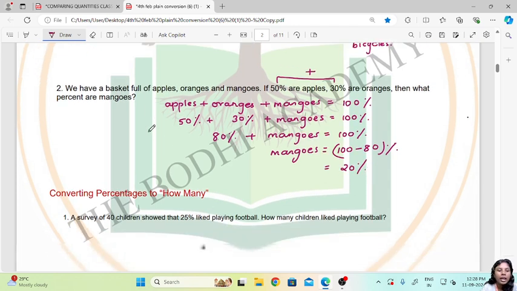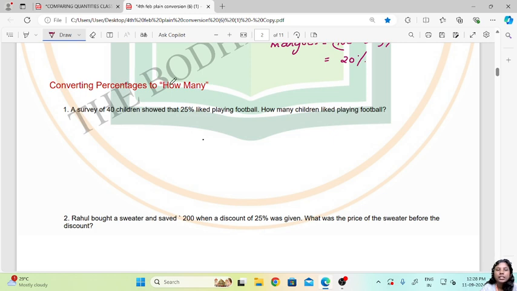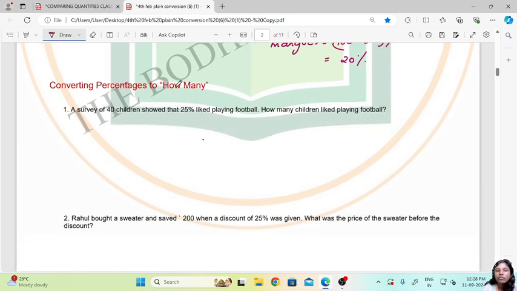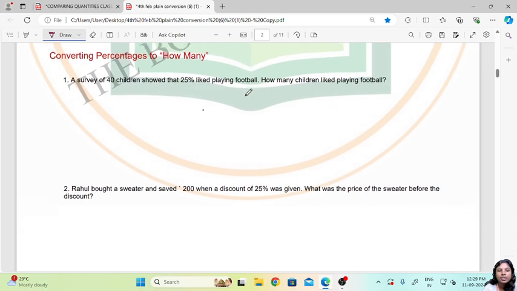Okay, now let's see converting percentages to how many. In the earlier cases, if a certain value was given in percentage, we were sticking to the percentage itself. We didn't convert how much is 50% of apples, like are they 5, 10, 15 apples, we were not doing that. So now here we will convert percentage to find the exact number of any substance that is given.